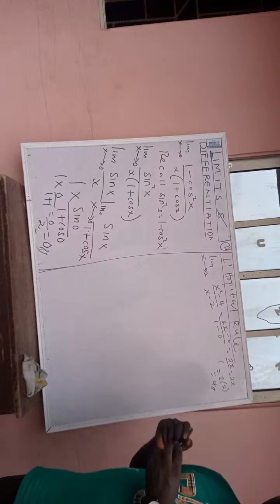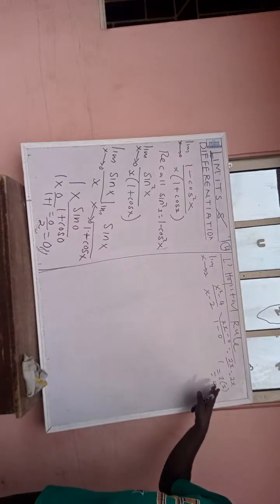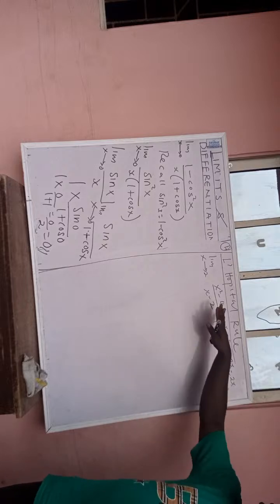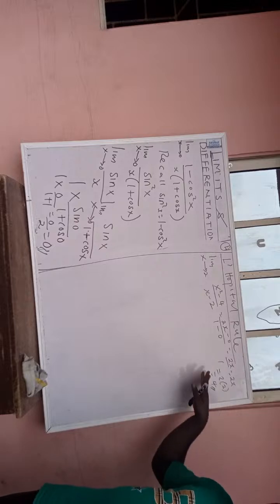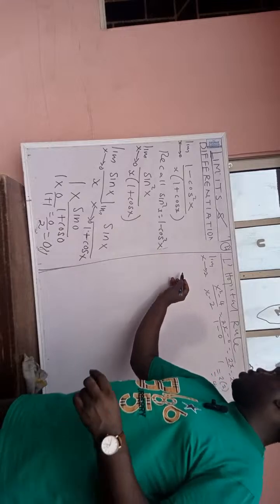Exactly what we got when we used the factorization method. We got the same thing. When we used the factorization method, we got 4, and now we just used L'Hopital's rule and we got the same 4. This is a beautiful method. Now, let's use it to solve the question we just finished.